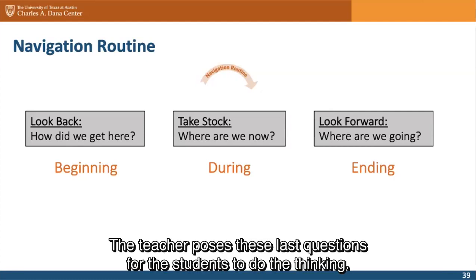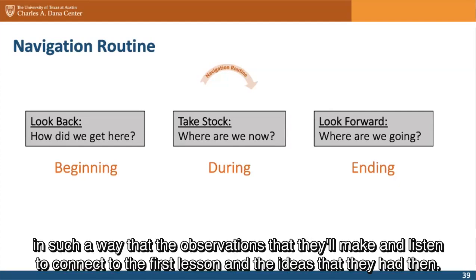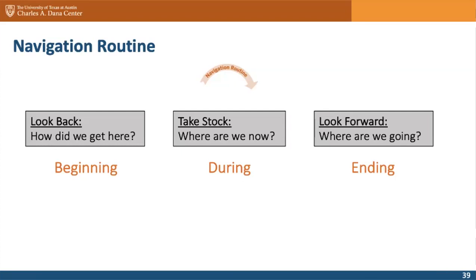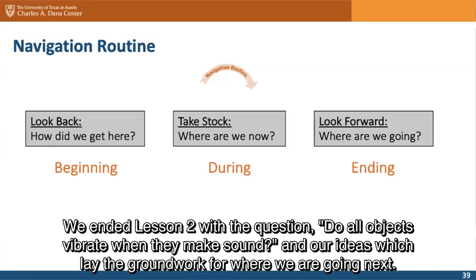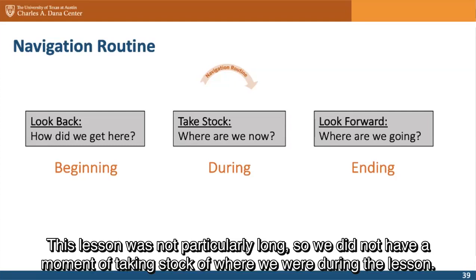The teacher poses these last questions for the students to do the thinking about what they'll be doing next. But they're also answering the question, how did we get here, in such a way that the observations that they'll make in lesson 2 connect to the first lesson and the ideas that they had then. We ended lesson 2 with the question, do all objects vibrate when they make sound? And our ideas, which lay the groundwork for where we are going next. This lesson was not particularly long, so we did not have a moment of taking stock of where we were during the lesson.